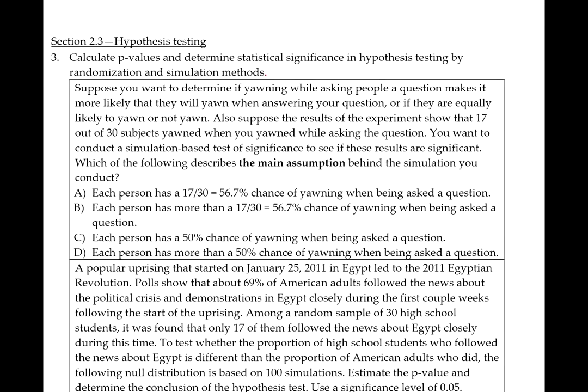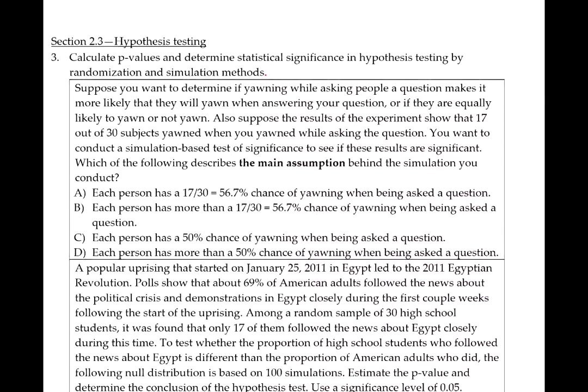Learning Objective 3 from Section 2.3 is to calculate p-values and determine statistical significance in hypothesis testing by randomization and simulation methods. Suppose you want to determine if yawning while asking people a question makes it more likely that they will yawn when answering your question, or if they are equally likely to yawn or not yawn. Also suppose the results of the experiment show that 17 out of 30 subjects yawned when you yawned while asking the question. You want to conduct a simulation-based test of significance to see if these results are significant.